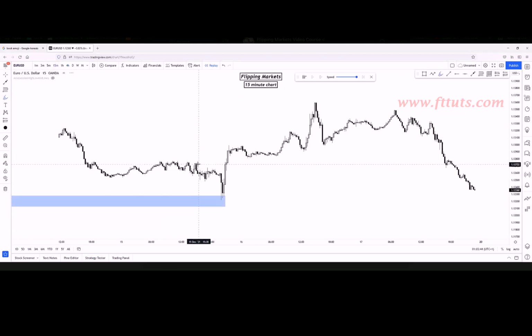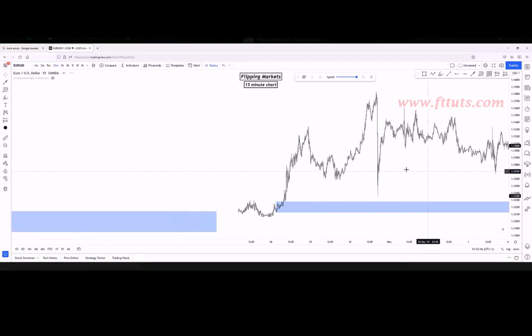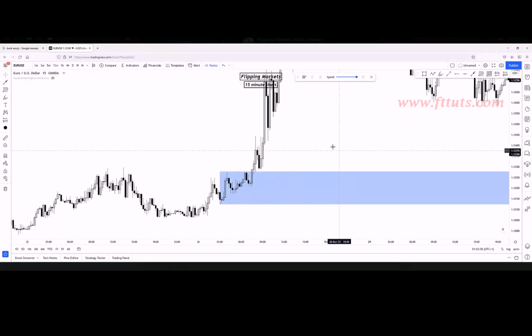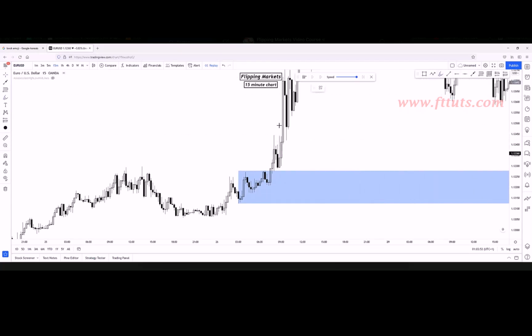Okay, let's see the refinement of this zone on the 15-minute chart. Let's find that zone. As you can see, this is that 4-hour zone. And inside of this 4-hour zone, you will have two different demand zones. The first one is up here. As you can see, this created an inefficient push to the upside, breakout structure and liquidity sweep. So we have this first 15-minute POI inside of the 4-hour.